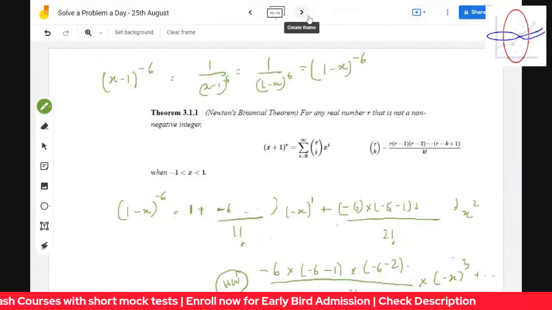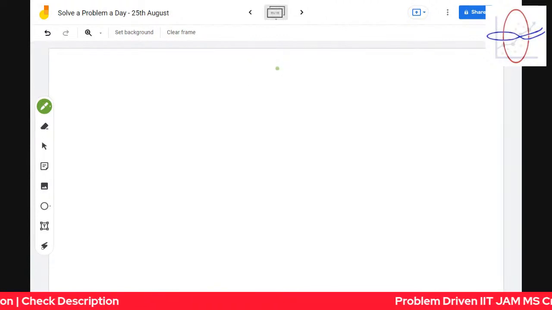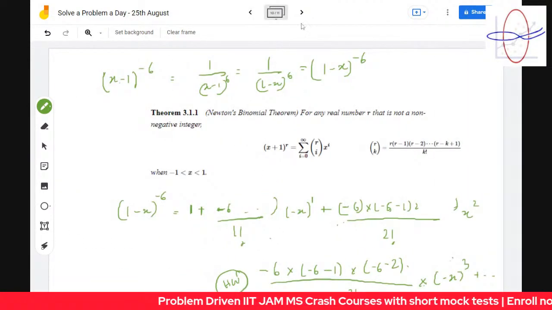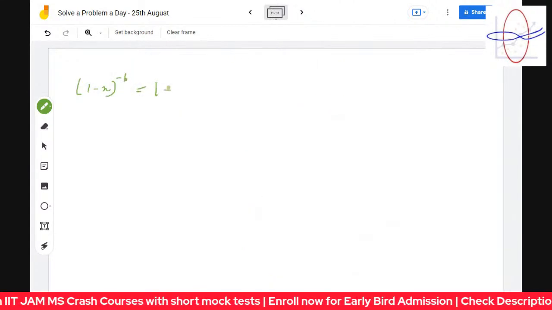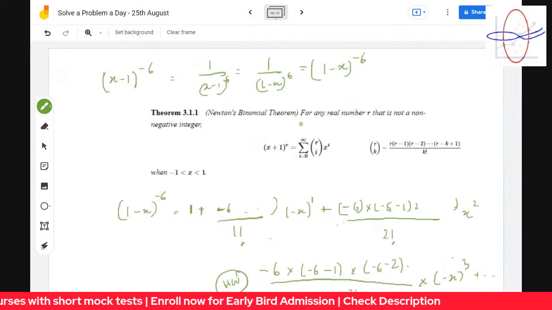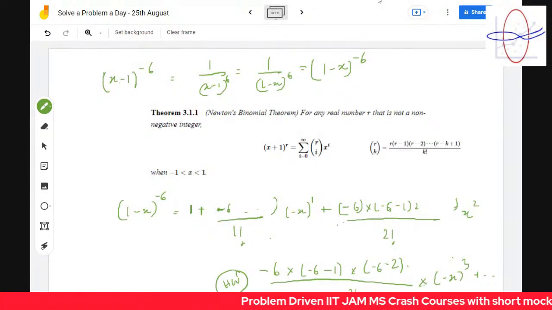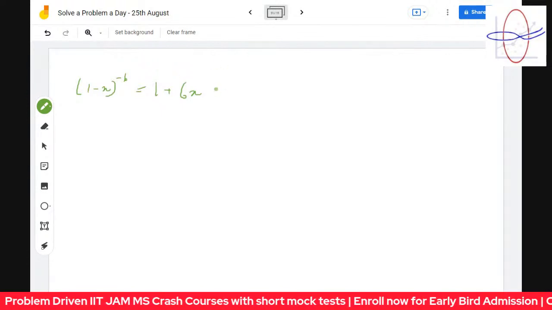So let's see what we will get finally. If you write it down, you will get the following result. I have done it before, so I'm not doing it. You will get 1. So it's minus 6 into minus x, so it's plus 6. So you will get 1 minus x whole to the power minus 6, which is 1 plus 6x. Let's check it out here. Minus 6 into minus 7 by 2, so it's turning out to be 42 by 2, that is 21 x square.